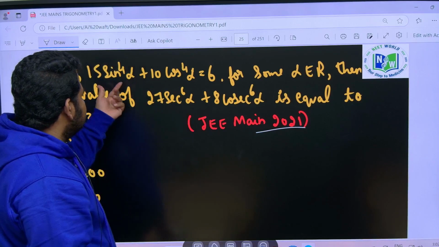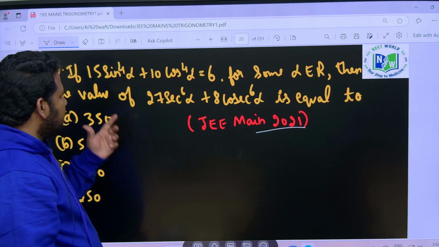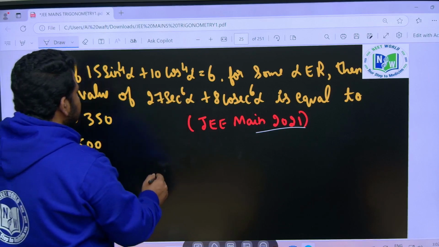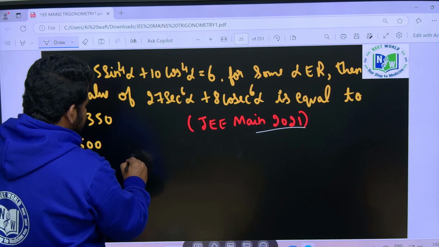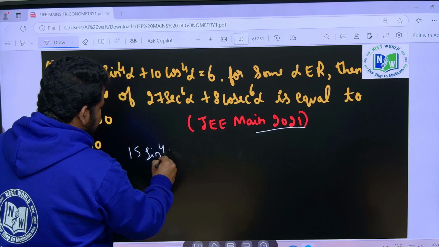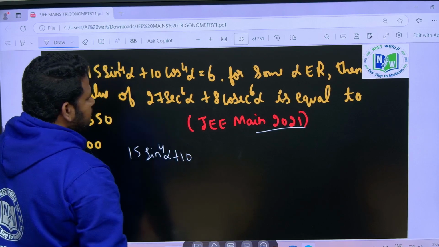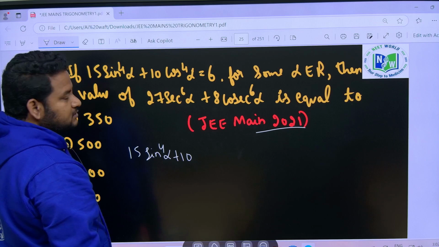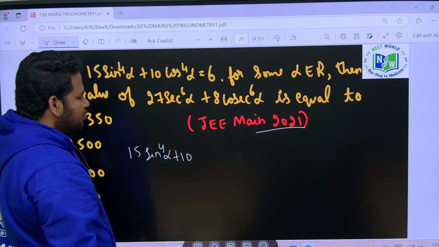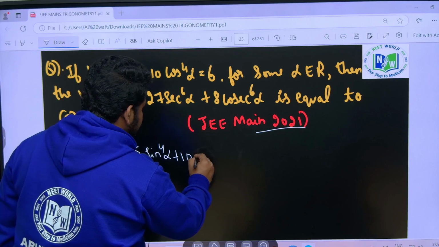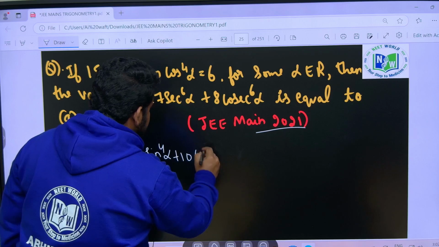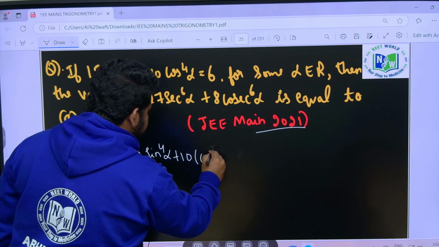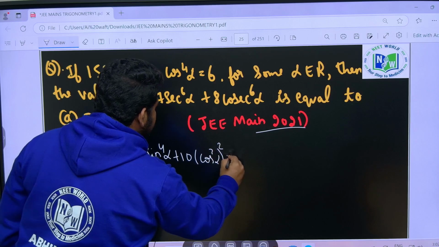Okay, so sin is there, cos is there. So I can convert sin to cos or cos to sin. Let me convert cos to sin. So this will become 15 sin power 4 alpha plus 10 into cos power 4, which I can write as cos square alpha whole square. Let me write one extra step so that you can understand. This is cos square alpha whole square is equal to 6.